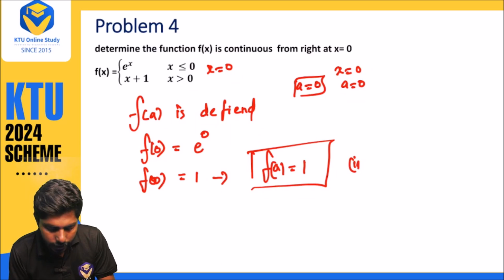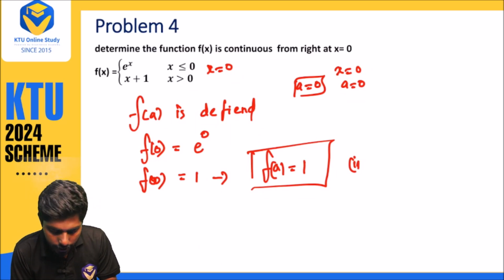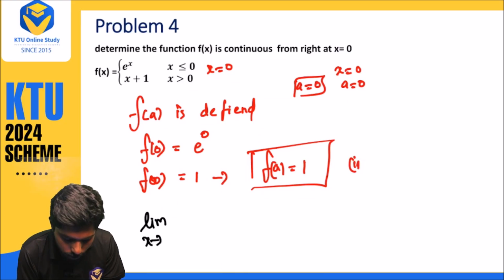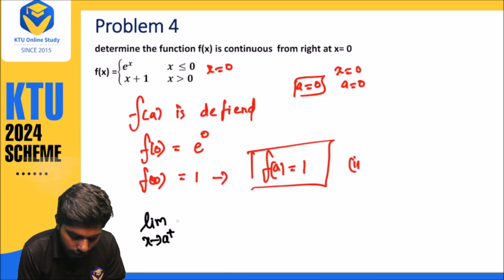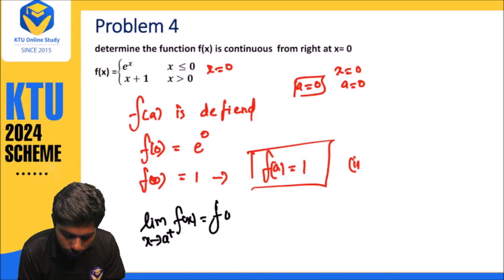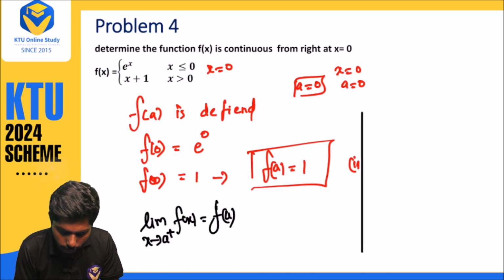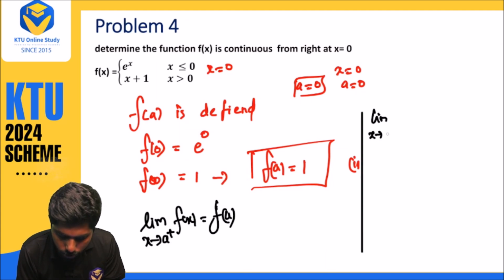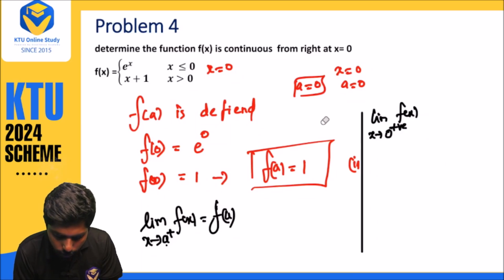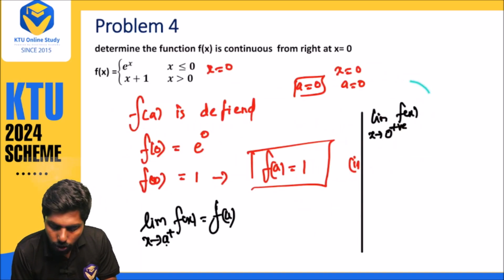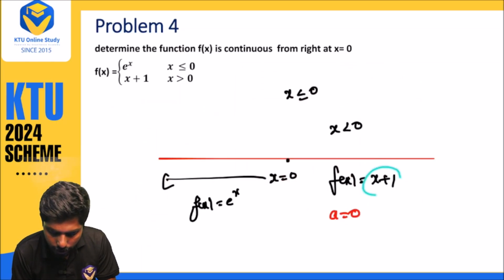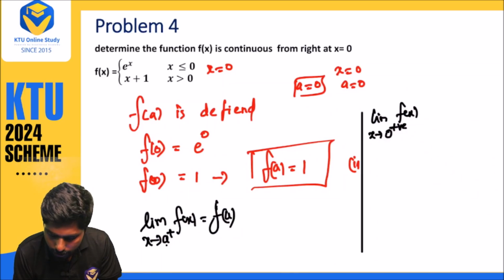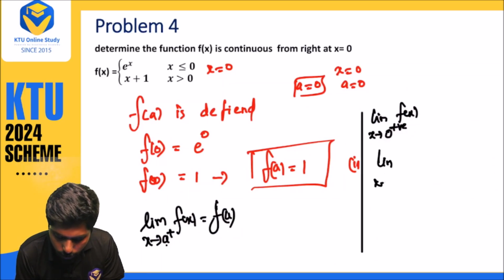So what is our second condition? Limit x approaches a from the positive direction, f of x is equal to f of a, which we want to prove. So limit x approaches 0 from the positive side, a is 0. What is f of x in the positive direction? We have drawn the diagram in this direction. In the right hand side, they have given x plus 1. So limit x approaches 0 plus, f of x is equal to x plus 1.